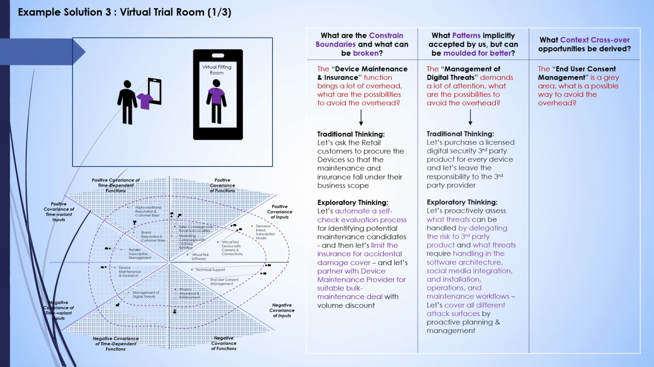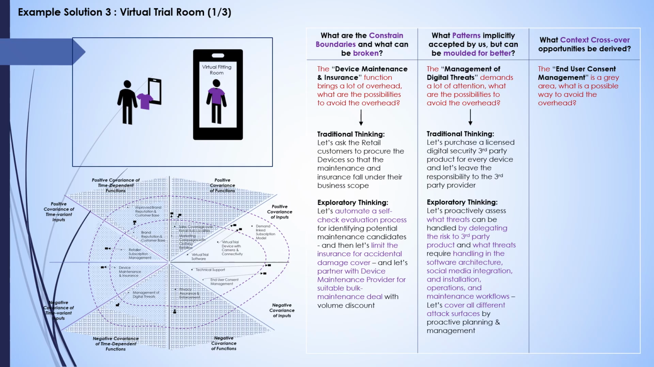Now, management of digital threats, the conventional response. Purchase a licensed third-party security product for every device and let the provider handle it. Familiar, compliant, but fundamentally passive. Apply lateral thinking, and the framing shifts entirely. Instead of assuming a third-party product covers the threat landscape, start by mapping that landscape comprehensively. Which threats can genuinely be delegated to a third-party security product?